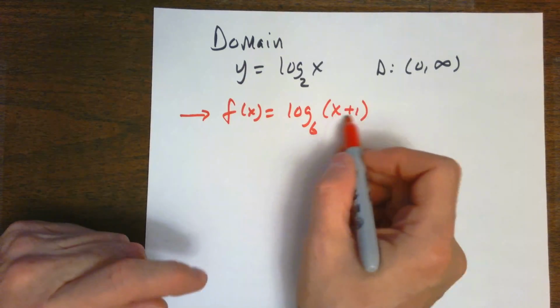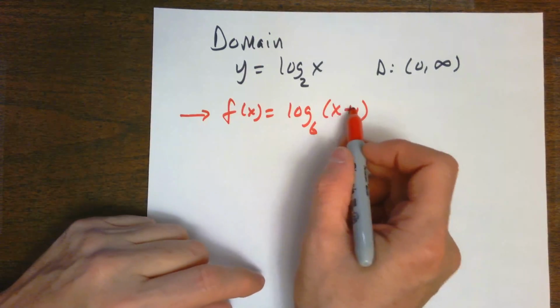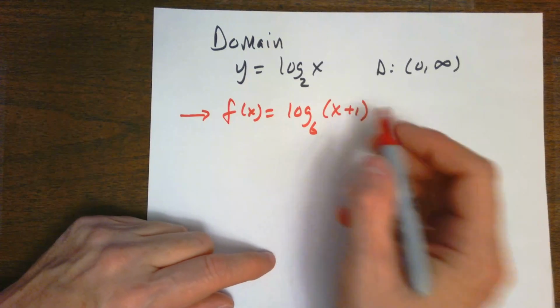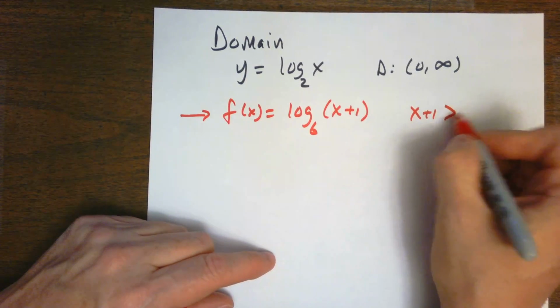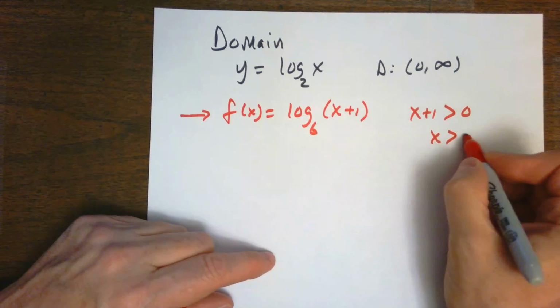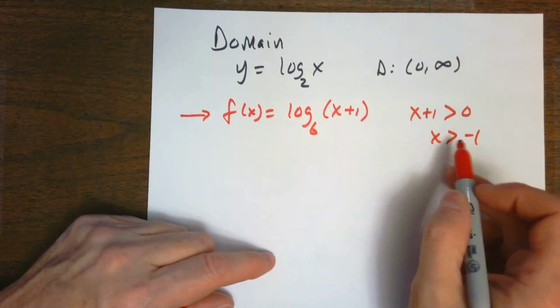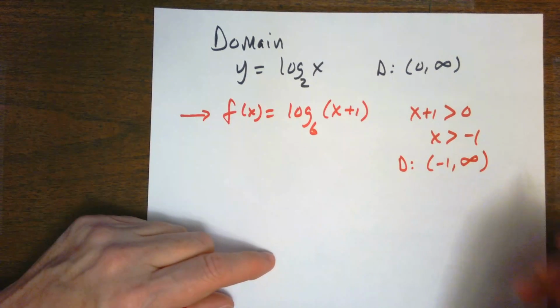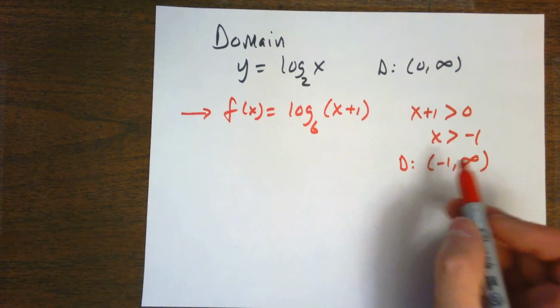Well, again, I cannot take the log of 0 or anything negative. The stuff inside here, we call it the argument, that x plus 1, has to be greater than 0. Subtract 1 from both sides. x has to be greater than negative 1. There's your domain. So the domain is going to be from negative 1 to infinity, but not including negative 1.